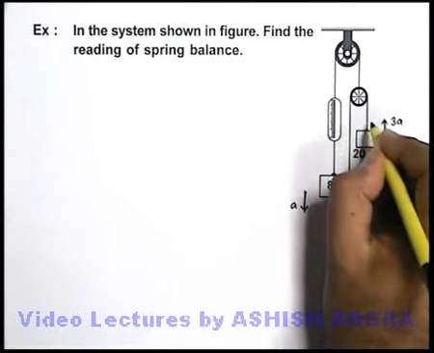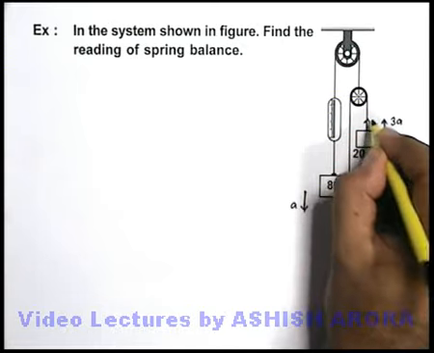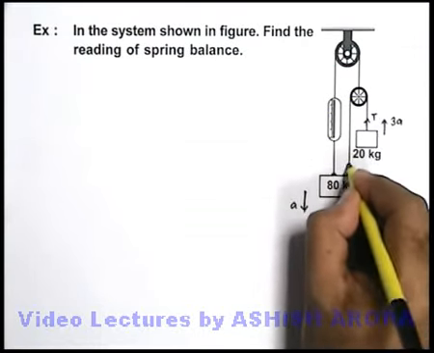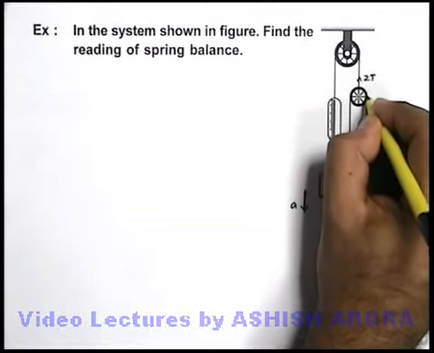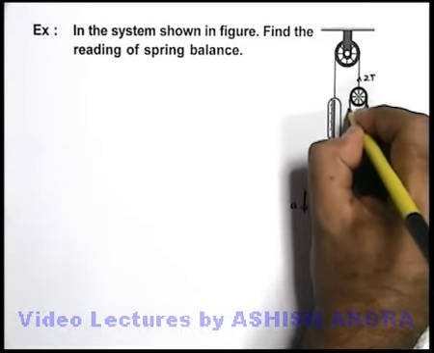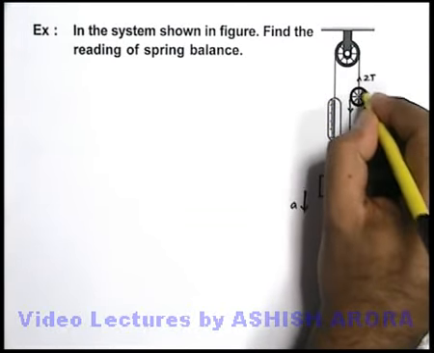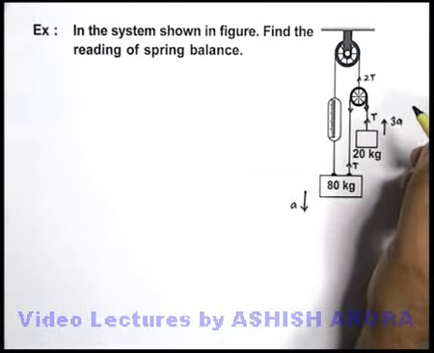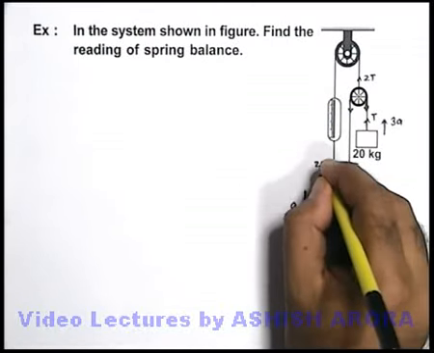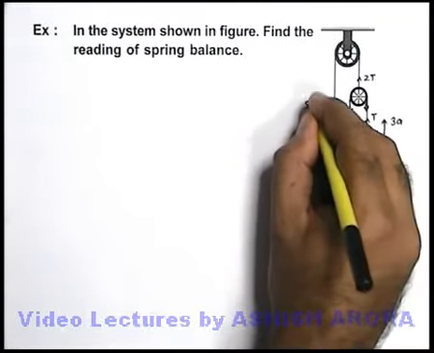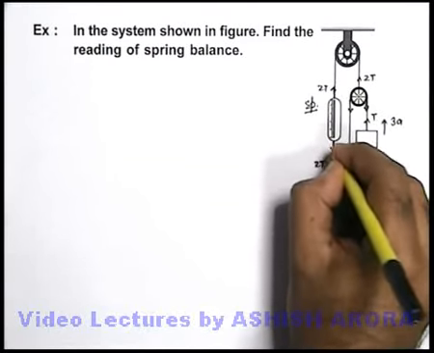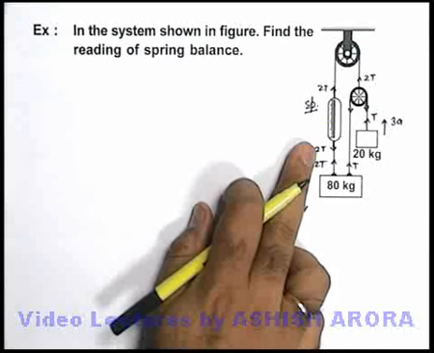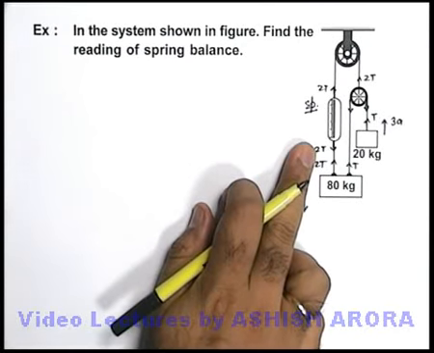Similarly, if we analyze the forces, say in this string tension is T. So in this string tension must be equal to 2T, because we can treat this pulley as an ideal pulley. So net force acting on this pulley will be equal to 0. So this will also be 2T. We can say this spring balance is going to read this tension 2T, which is acting on this spring balance, in units of kilogram force.